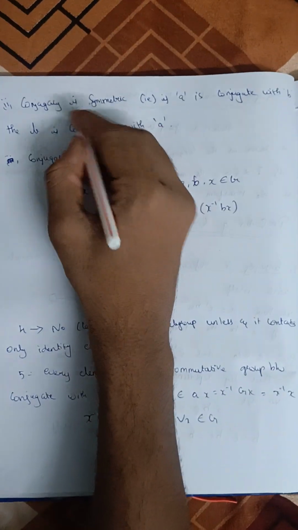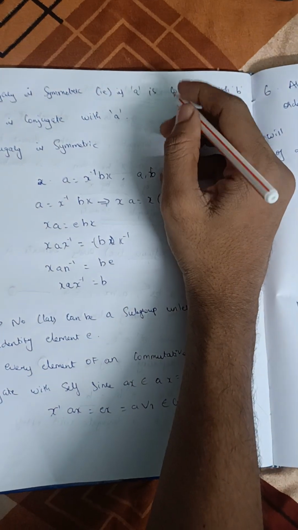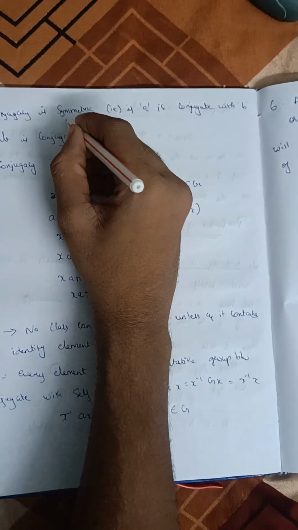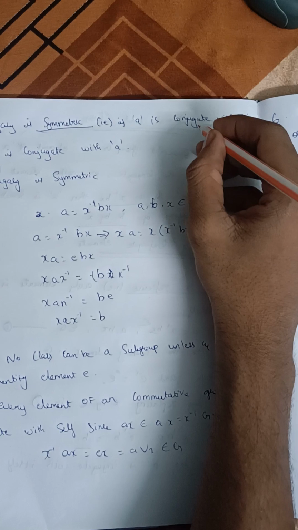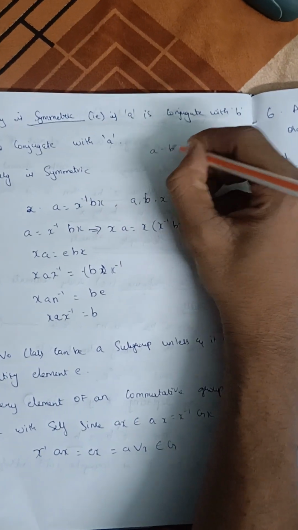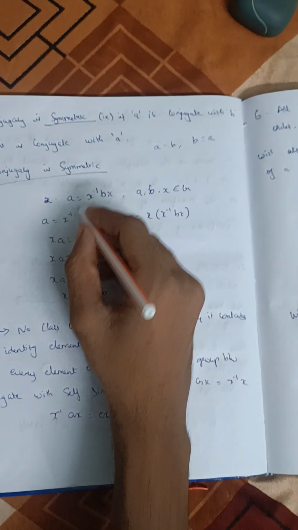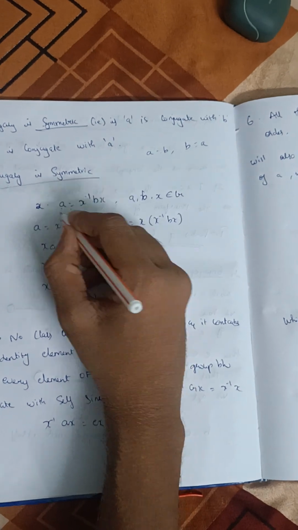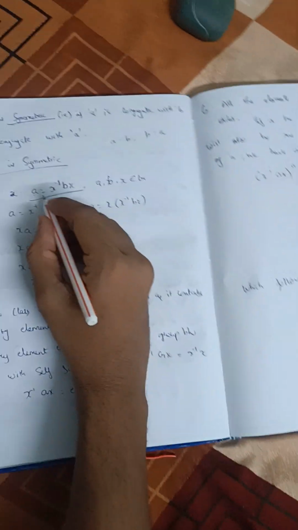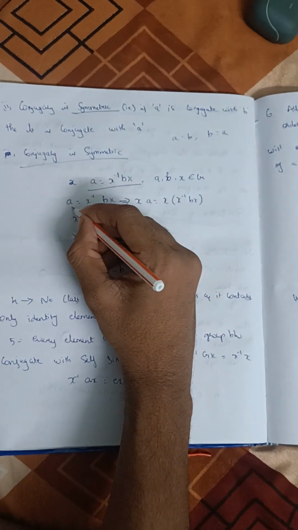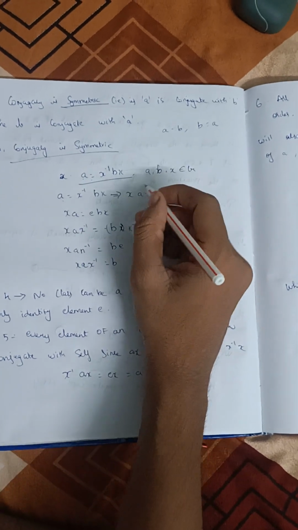Now the other properties. Conjugacy is symmetric. So if A is conjugate with B, then similarly B is also conjugate with A. So conjugacy is symmetric. We say that A is equal to x inverse Bx, where x belongs to G.